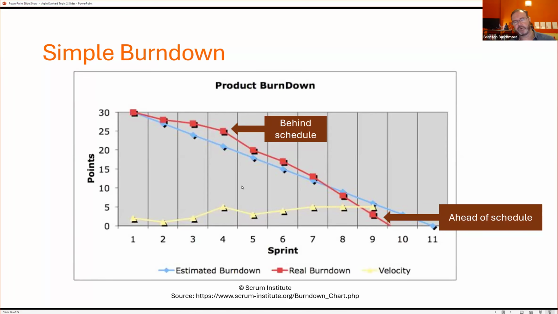Now, this is called a simple burn down chart because it doesn't allow for changes. This doesn't show changes in the backlog or changes in scope or changes in requirements. It doesn't show changes because there's two changes that can happen. One is that the customer may add or remove things from the product backlog. Oh, we don't need that anymore. Or, hey, we've got this new thing we want to add.